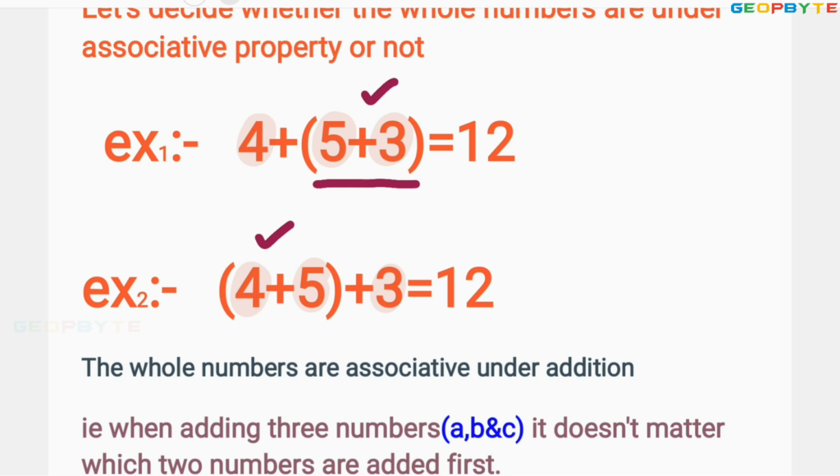In the first case, first you have to add the 5 and 3. 5 plus 3 equal to 8. This 5 plus 3 equal to 8. 8 plus 4 is how much? 12.